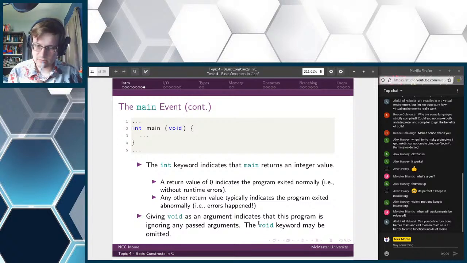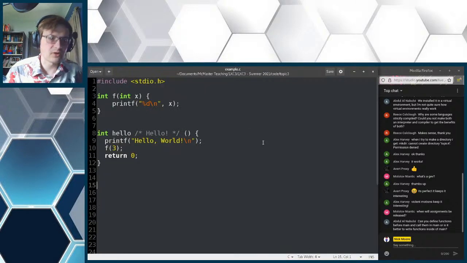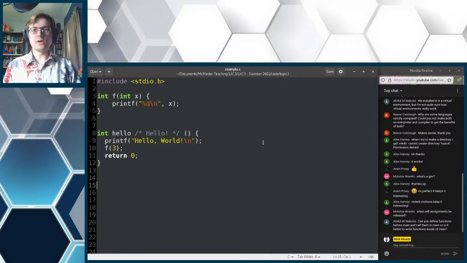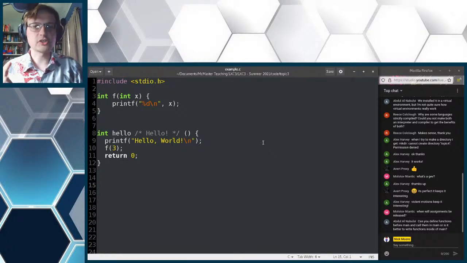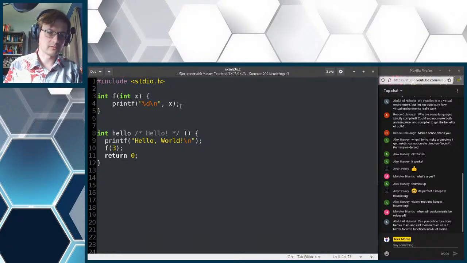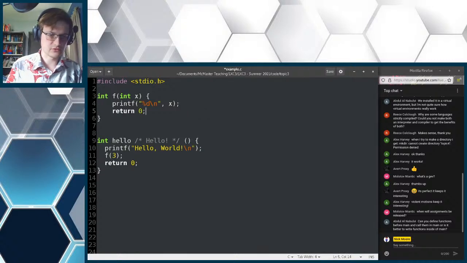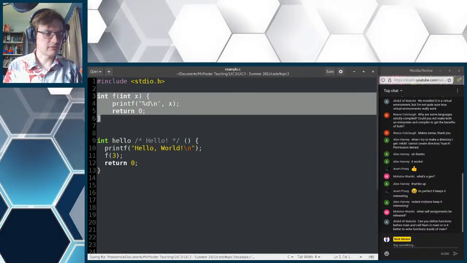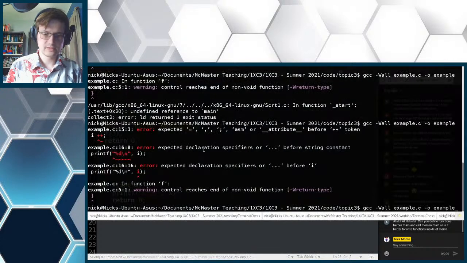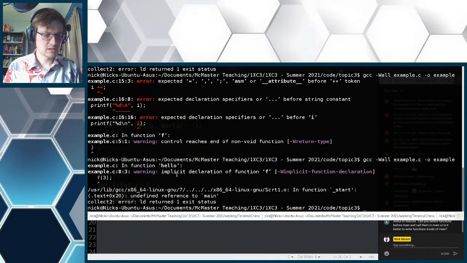Can you define functions before main and call them in main, or is it better to write the functions inside of main? It is preferable to write the functions outside of main and then call them inside of main. So, with C programming, you have to declare the function before it's used, right? So, if I return 0 for this, just to get rid of the warning, if I take this guy and I put it down here and I try to compile, warning, implicit declaration of function f.